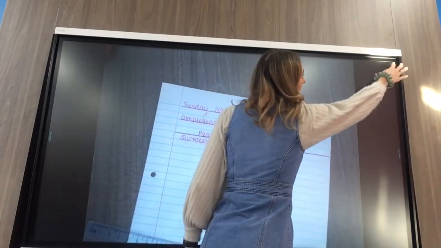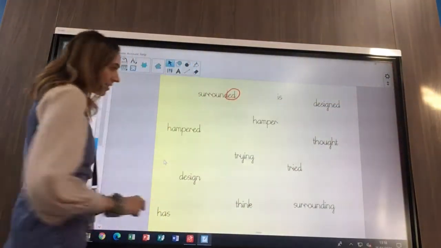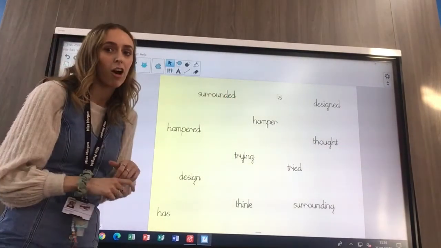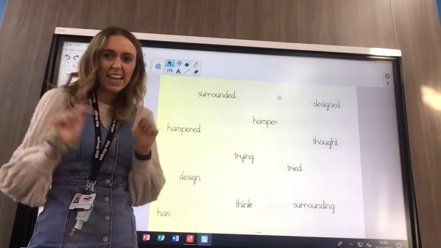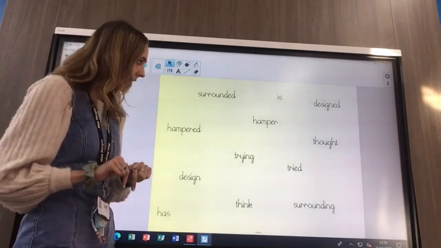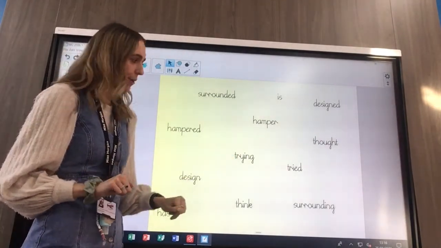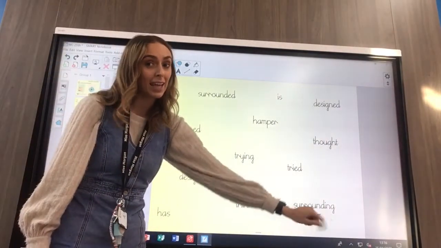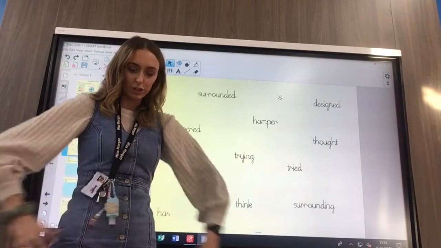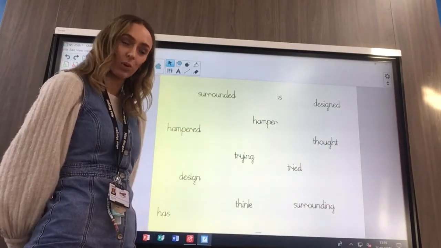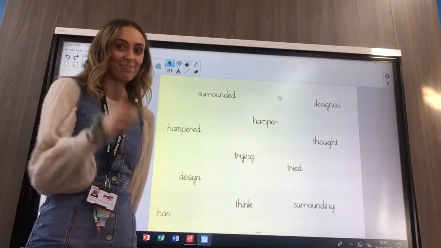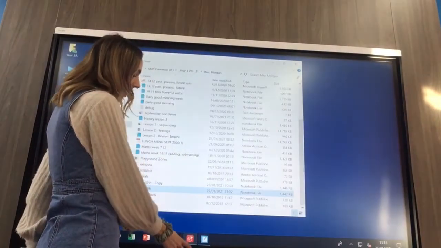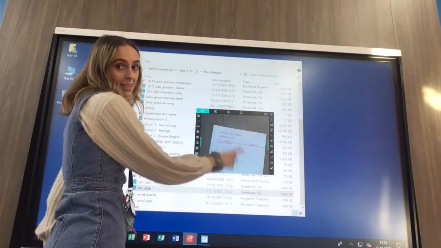And then there should be a present tense of surrounded. Can anybody spot that on the board? What is surrounded? What's happening right now? Trying? No. Tried? No. Surrounding? The children are surrounding Miss Morgan. Is that present tense? It is. So you will write surrounding in your present tense box.